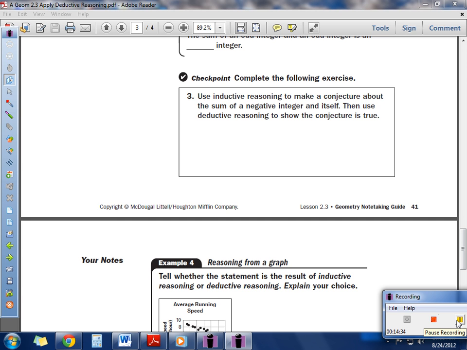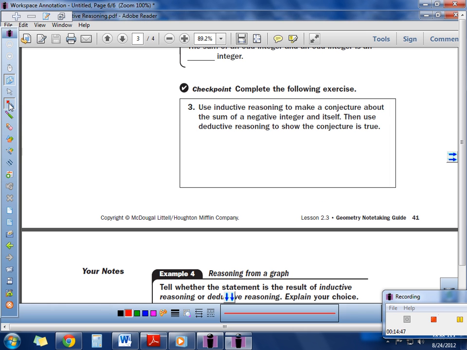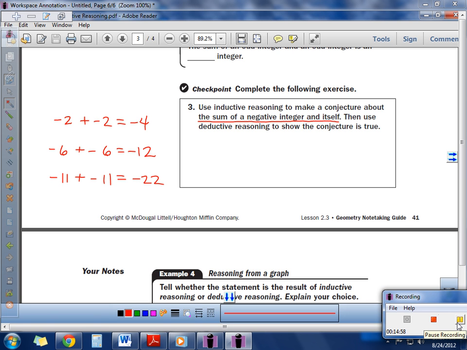Now try this next one. It says, use inductive reasoning to make a conjecture. What's inductive reasoning again? Patterns. Good job. Good response. So make a conjecture. Now I'll underline the key part. The sum of a negative integer and itself. Try that one real quick. The sum of a negative integer and itself.